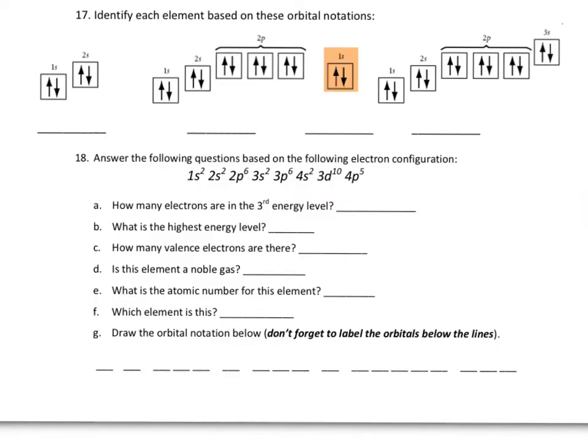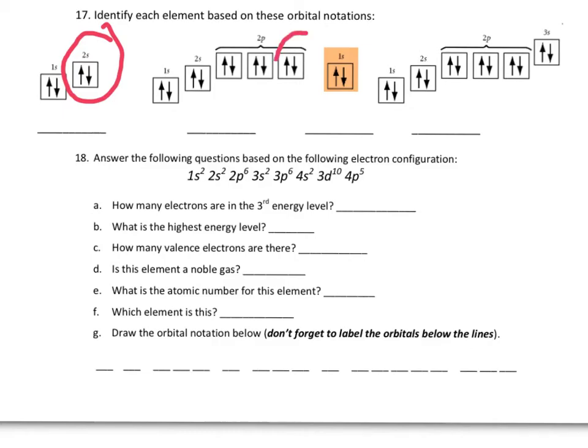Identifying the elements based on their orbital notations is as simple as finding the location on the periodic table. I suggest that you go to the final position, the final arrow representing the final electron, and identify the element that way. So this one will be in the 2s block, the 2nd row down, the 2nd element over.